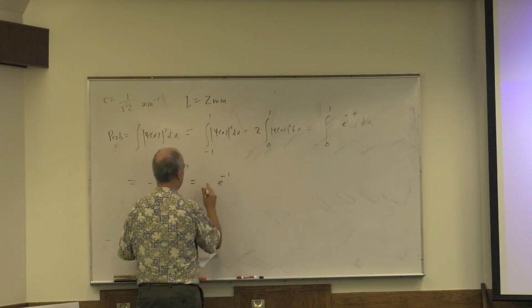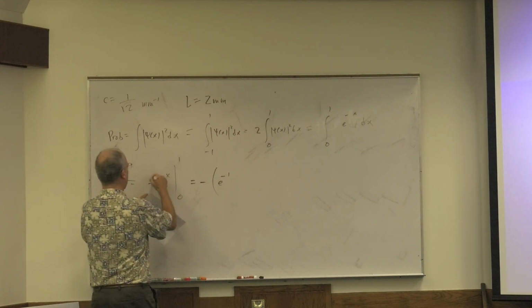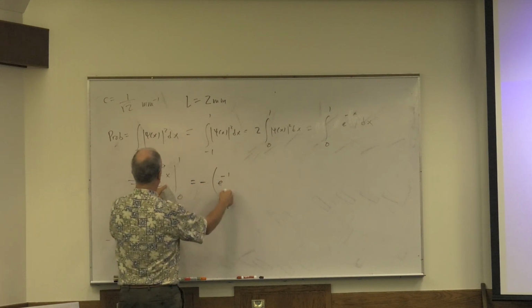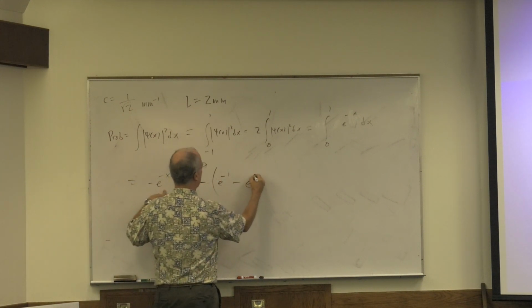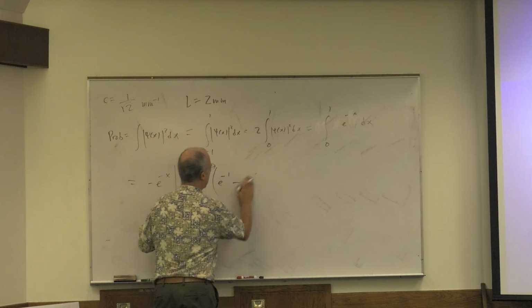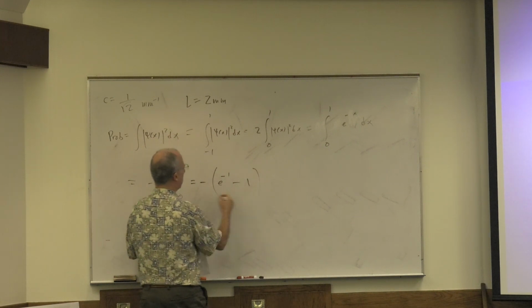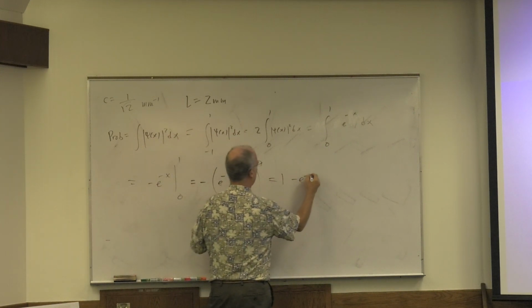Okay, let me just do it this way. We pull out the negative. So we have e to the -1 minus e to the 0. e to the 0 is 1. So we have a 1, but we have a negative. So it's 1 minus e to the -1.